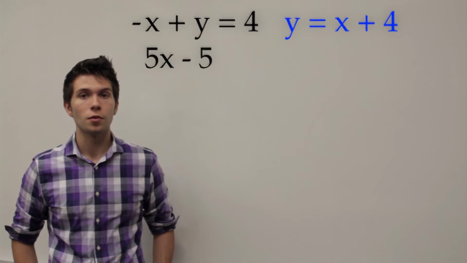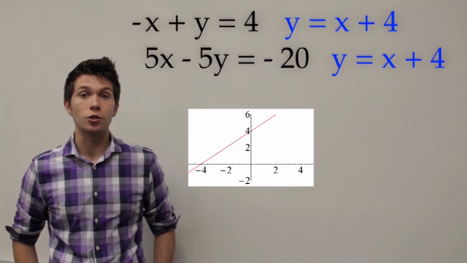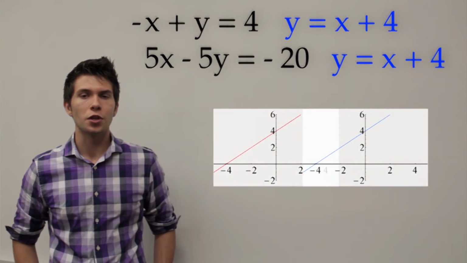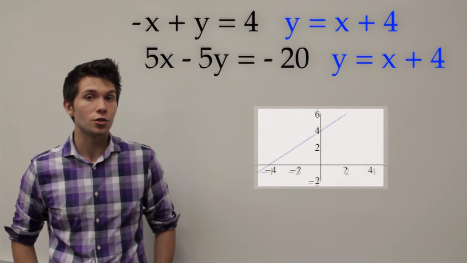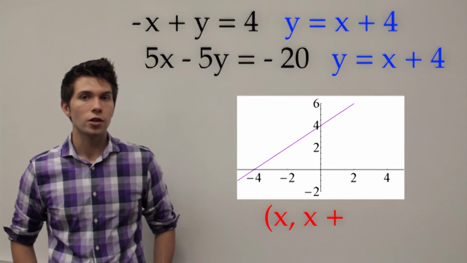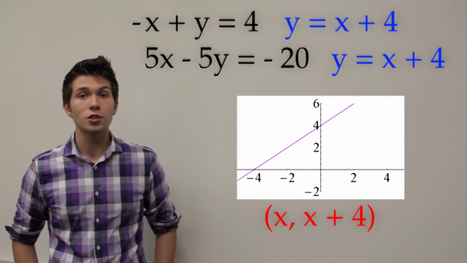as our first equation. The solutions to both of these equations form the same line, which confirms that there are infinitely many solutions to this system, all of the form x equals x and y equals x plus 4. This is what a linearly dependent system looks like.